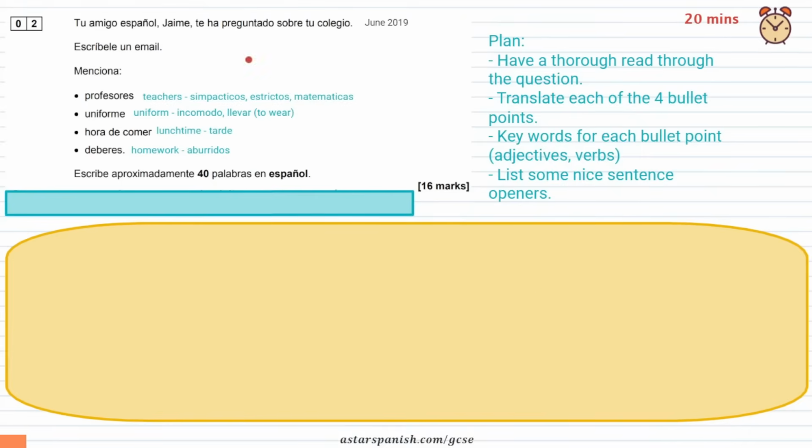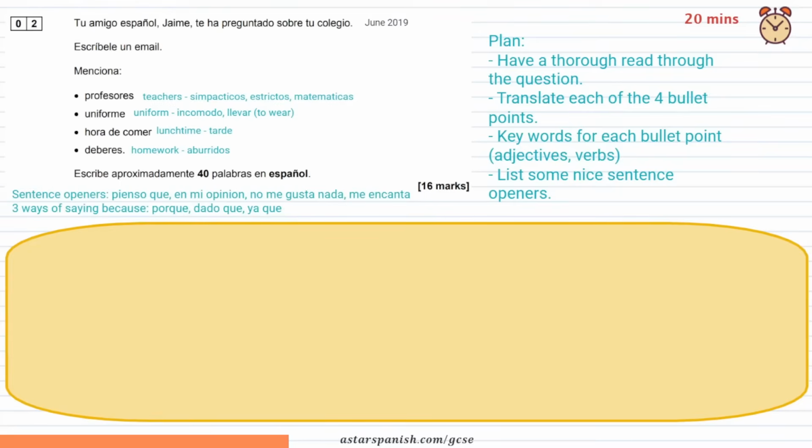So, to plan, I would first have a thorough read through the question, then translate each of the 4 bullet points. Next, write down keywords for each bullet point that you can use in your answer. For example, an adjective I could use to describe teachers is "simpático". Finally, list some nice sentence openers. I will link below a PDF that has loads of these phrases, so memorize a few and write them down when you're planning. I have also listed different ways of saying "because" to avoid repeating "porque".